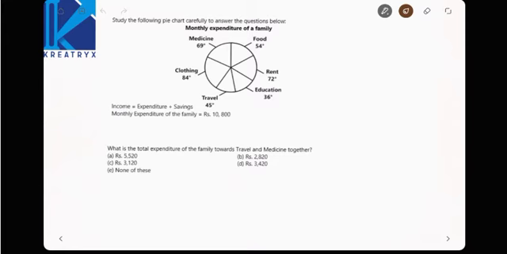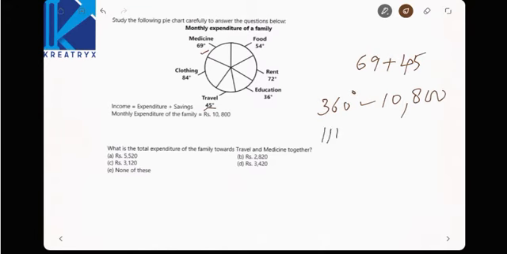Now what is the total expenditure of the family towards travel and medicine together? Medicine is 69 degrees and travel is 45 degrees. So we need the value of 69 degrees plus 45 degrees together. 69 plus 45 is 114. Again, similar case: 360 degrees is equal to 10,800 as given in the question.